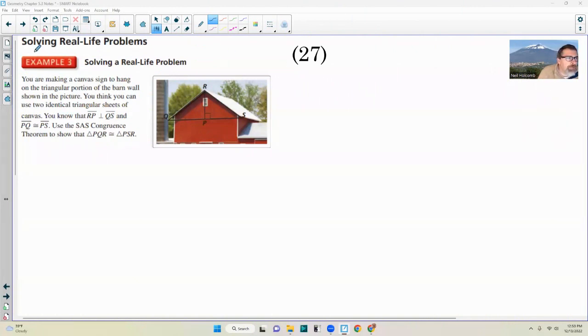Okay, solving real life problems. Example 3, solving a real life problem. You are making a canvas sign to hang on the triangular portion of the barn wall shown in the picture. So we want to put a canvas sign on this wall. You think you can use 2 identical triangular sheets of canvas. Okay, you know that RP is perpendicular to QS. So that is labeled in the diagram.